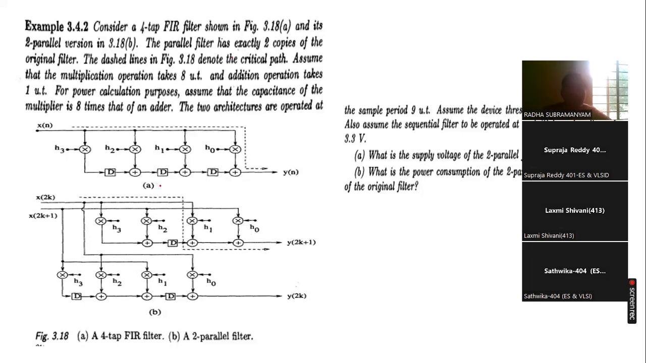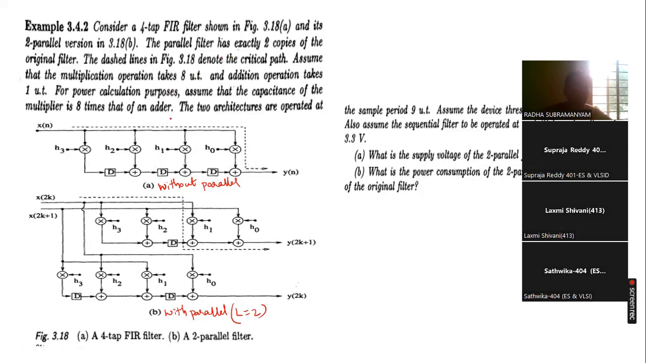The first diagram is without parallel processing, and the second diagram is with parallel processing. You can see two stages are there and the L value equals 2. Same structure, 2 times, one below the other. So L value equals 2.